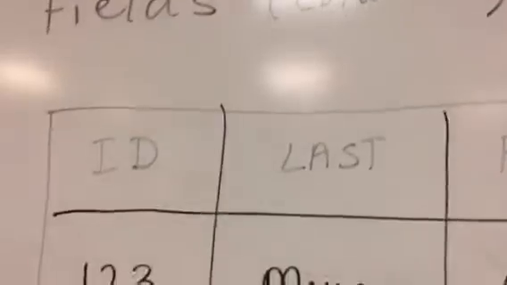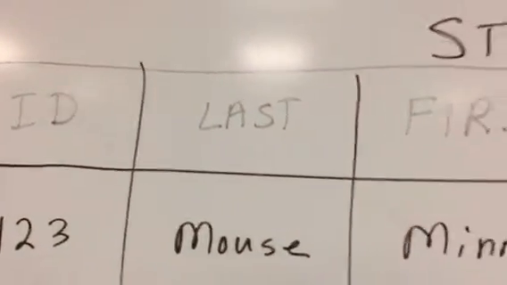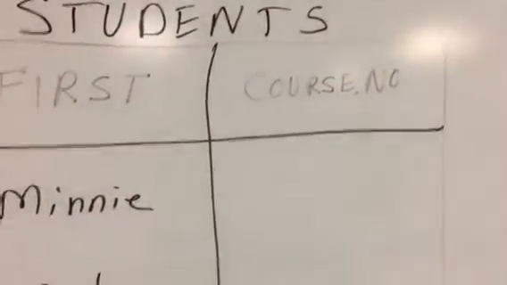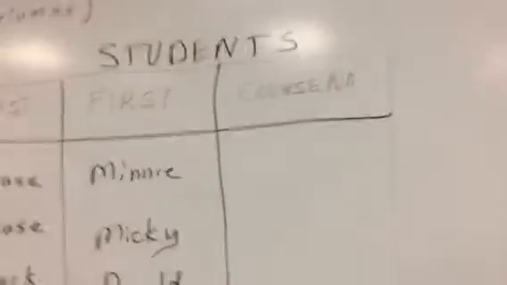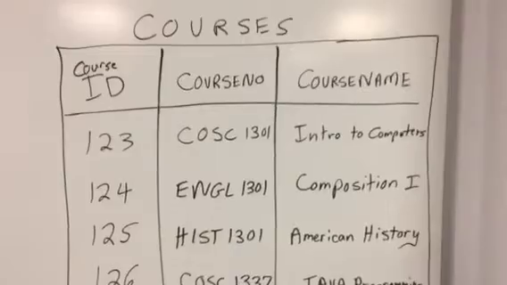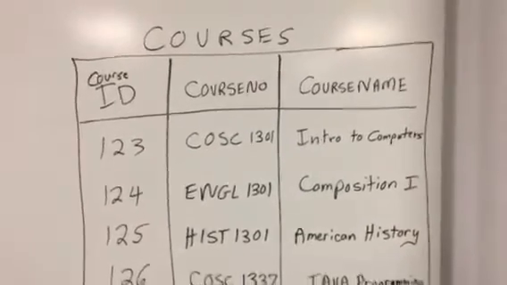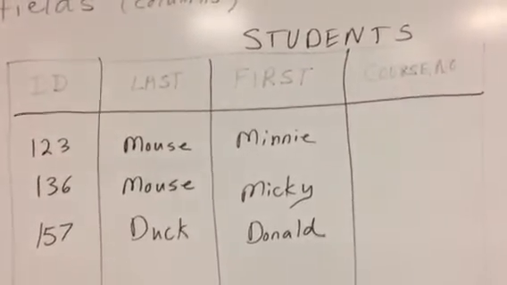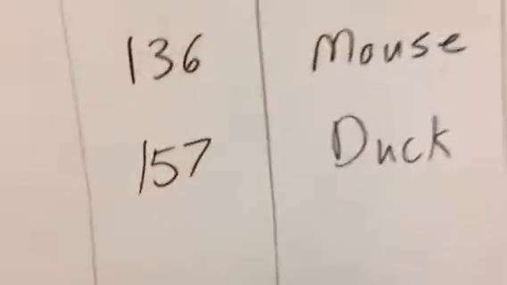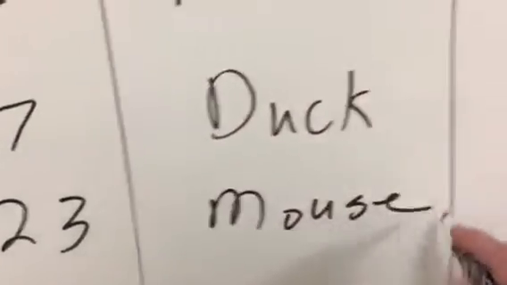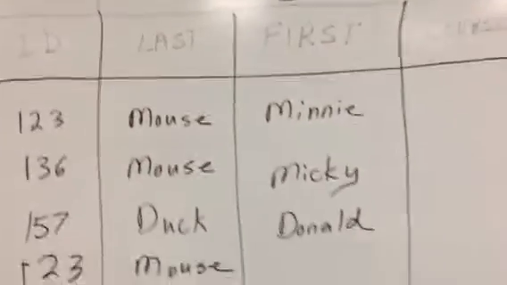So my fields of information in my students table would be an ID number, that'd be a student ID, a last name, a first name, and I'm going to show you why we wouldn't want to put course number in this particular table. We have our courses over here. We have COSC 1301, Intro to Computers, English 1301. Let's say that Minnie Mouse was actually taking several courses. Well, if you notice, I would actually have to create a whole new row and repeat her information. And what we try and do in relational databases is not repeat information.